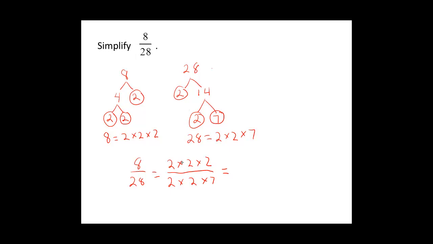We can simplify this by dividing out common factors in the numerator and denominator. We have a 2 in the numerator and denominator. We can divide out a 2. 2 divided by 2 is 1, and 2 divided by 2 is 1. We can divide out a 2 here, and then we are left with 1 times 2, which is 2, and 1 times 7, which is 7. 8 over 28 can be simplified as 2 over 7, or 2/7.